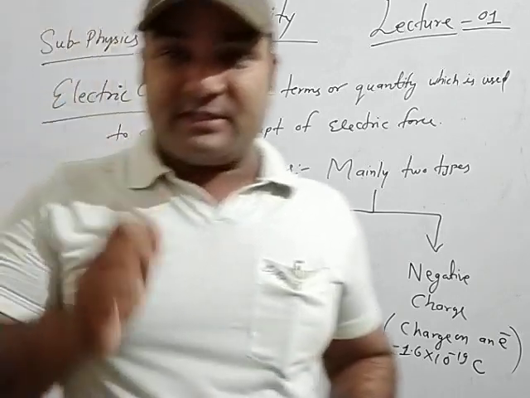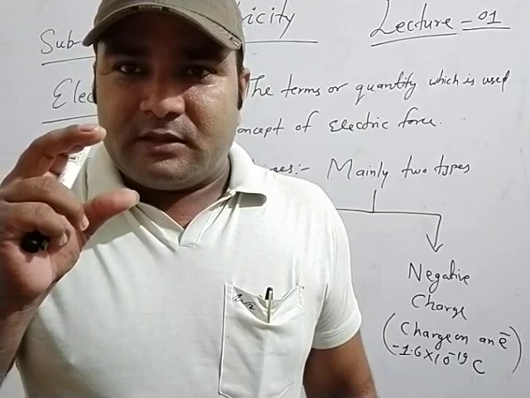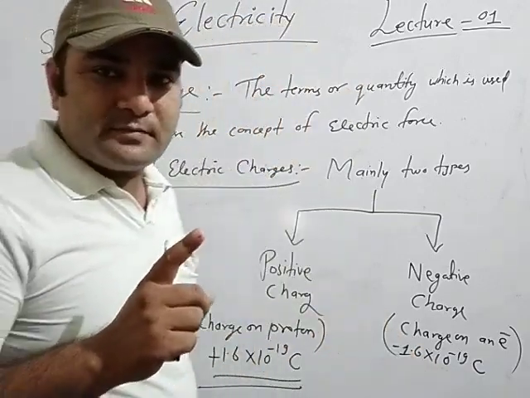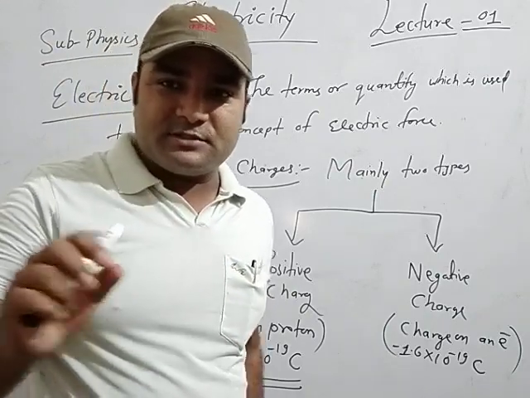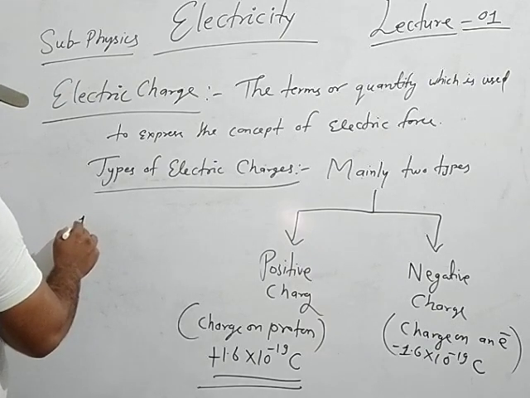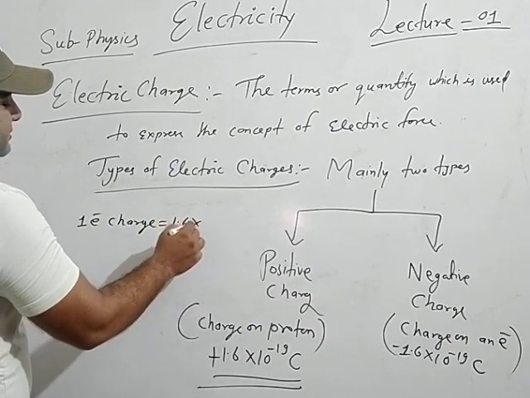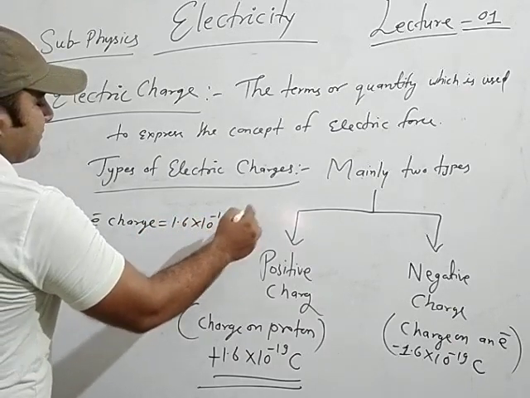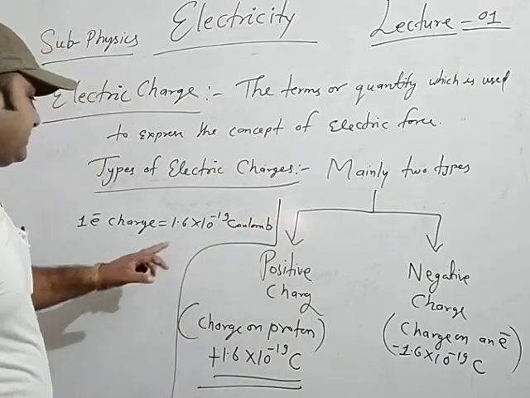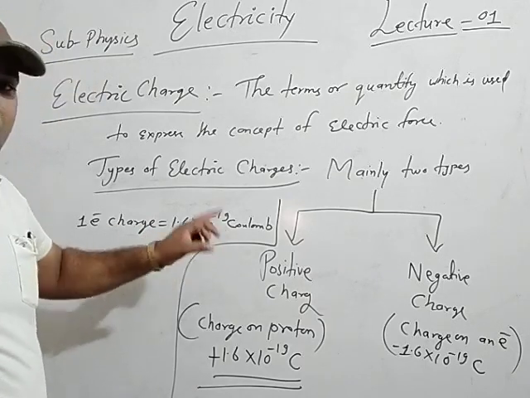So after the classification of charge, the next concept is the unit. Here the unit is C, which means coulomb. In 1 coulomb, how many electrons? Very important question. In 1 coulomb, how many electrons? Here the charge on 1 electron is equal to 1.6 into 10 power minus 19 coulomb. This is the value of charge on 1 electron. But in 1 coulomb, how many electrons?